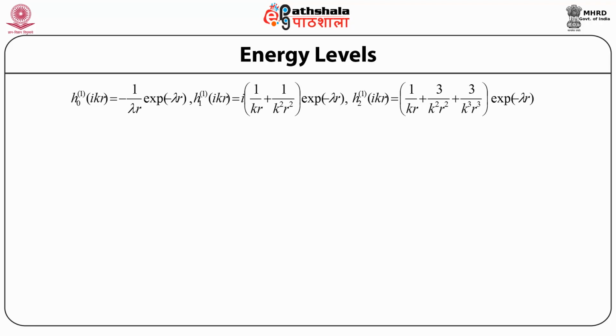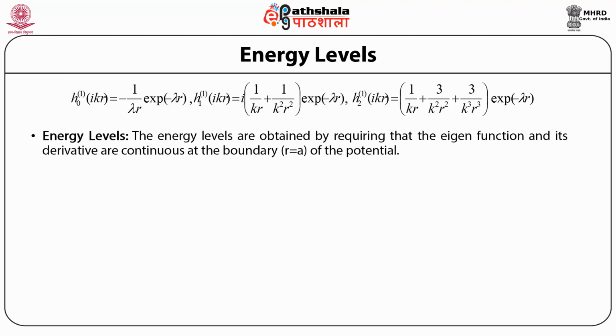h_0^(1)(ikr) equals 1 by lambda r exponential minus lambda r, and h_1^(1)(ikr) equals i into 1 upon ikr plus 1 by k square r square into exponential minus lambda r. h_2^(1)(ikr) equals 1 upon kr plus 3 by k square r square plus 3 by k cube r cube into exponential minus lambda r.